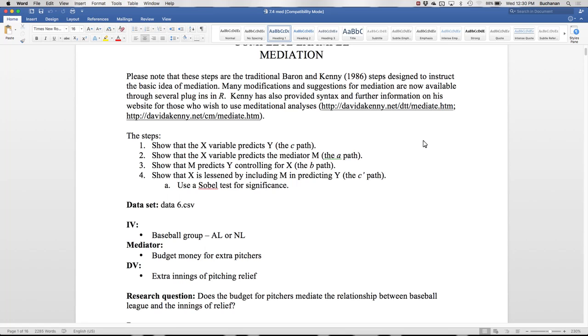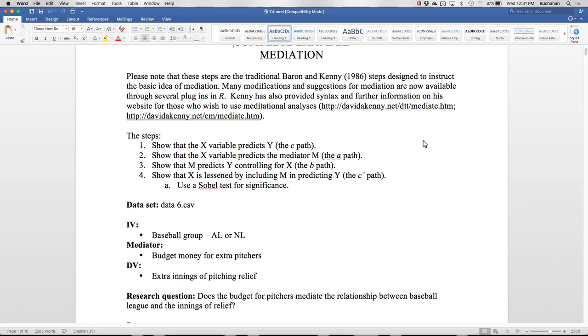Then I need to show that X predicts the mediator, which in this case is budget. So we expect the leagues to have different pitching relief needs because one league is better at pitching than another. We should probably expect that they have different budgets. And that is the A path. Why are these not in alphabetical order? Or, I don't know, they aren't. So X has to predict the mediator.